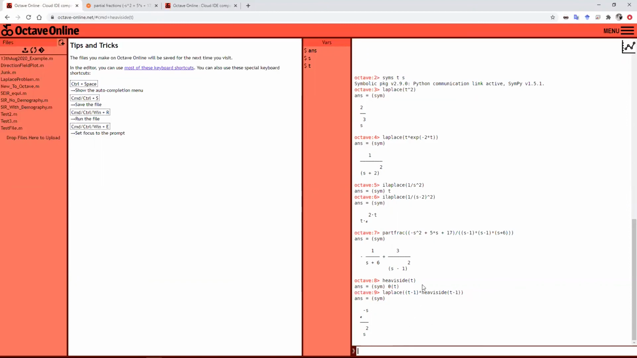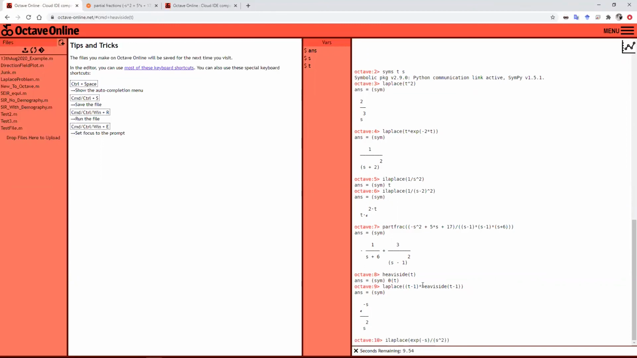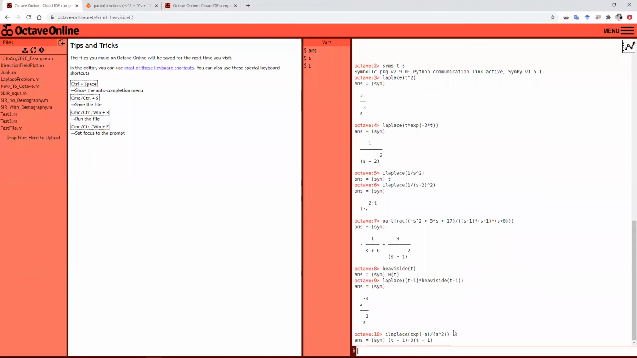Let's try the inverse Laplace transform of this thing. So the exponential of minus s divided by s squared. Let's see if it can calculate the inverse Laplace transform for this case. And okay, it can in fact. So we get t minus 1 times theta of t minus 1, where theta is that Heaviside function there. So for fairly simple symbolic expressions, or let's say fractions, we can calculate the Laplace and inverse Laplace transform using Octave.